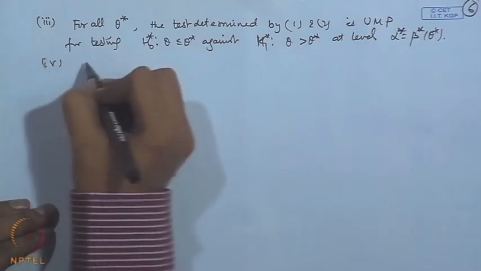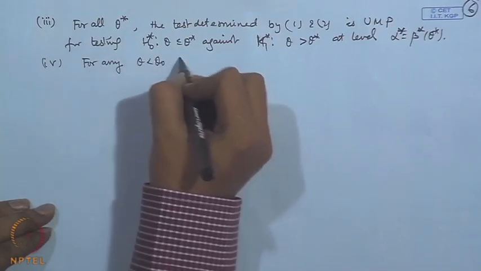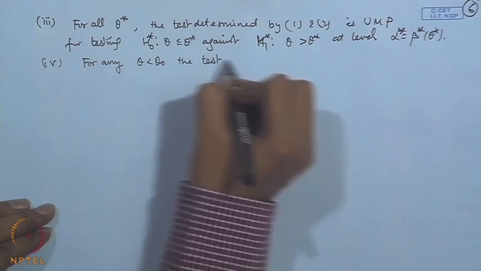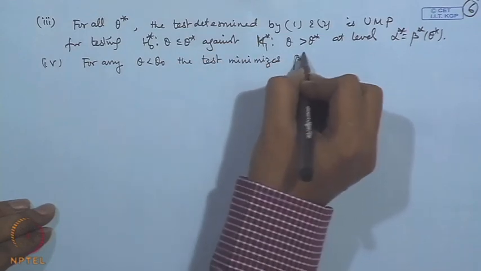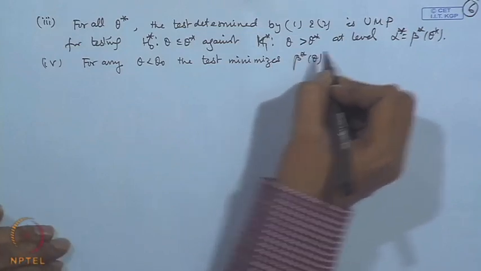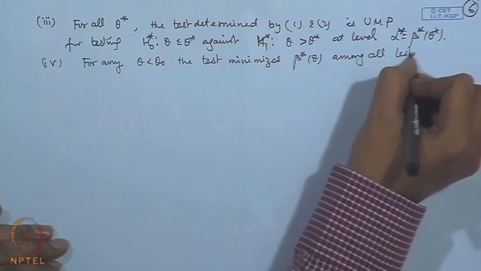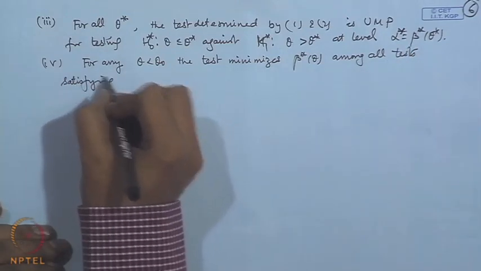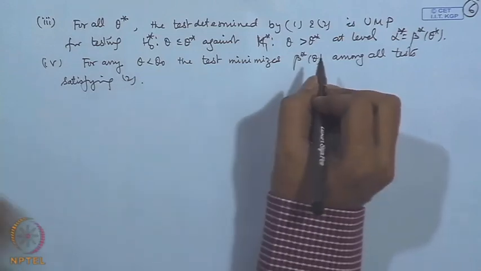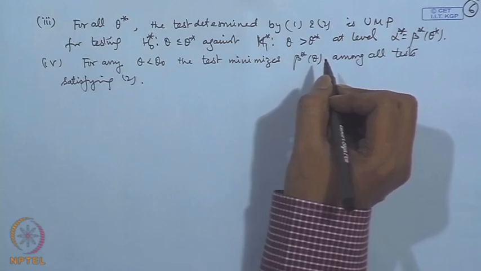and for any theta less than theta naught, the test minimizes beta star(theta) among all tests satisfying the condition 2. I will skip the proof here. One can look at the book of Lehmann for the detailed proof of these statements.